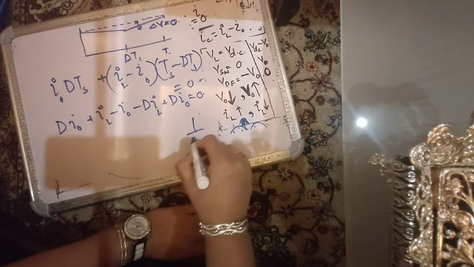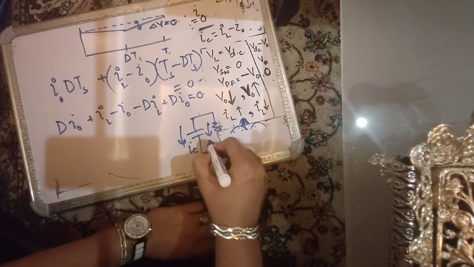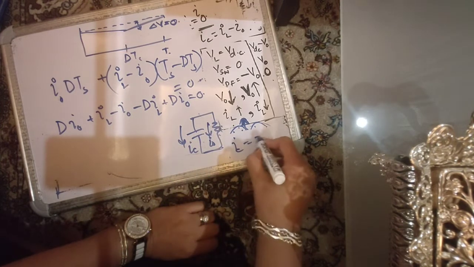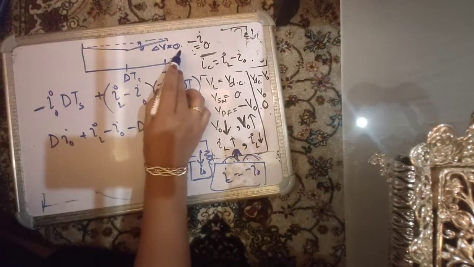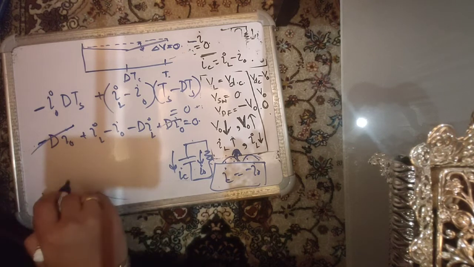Capacitor current in the first interval: so this was IC and this was I naught. Obviously, in the first interval if we define it this way, IC was equal to minus I naught. That is why it was negative, the capacitor was discharging. So this is minus I naught. I had forgotten the minus over here. So this is minus D I naught. This gets cancelled, this gets cancelled.